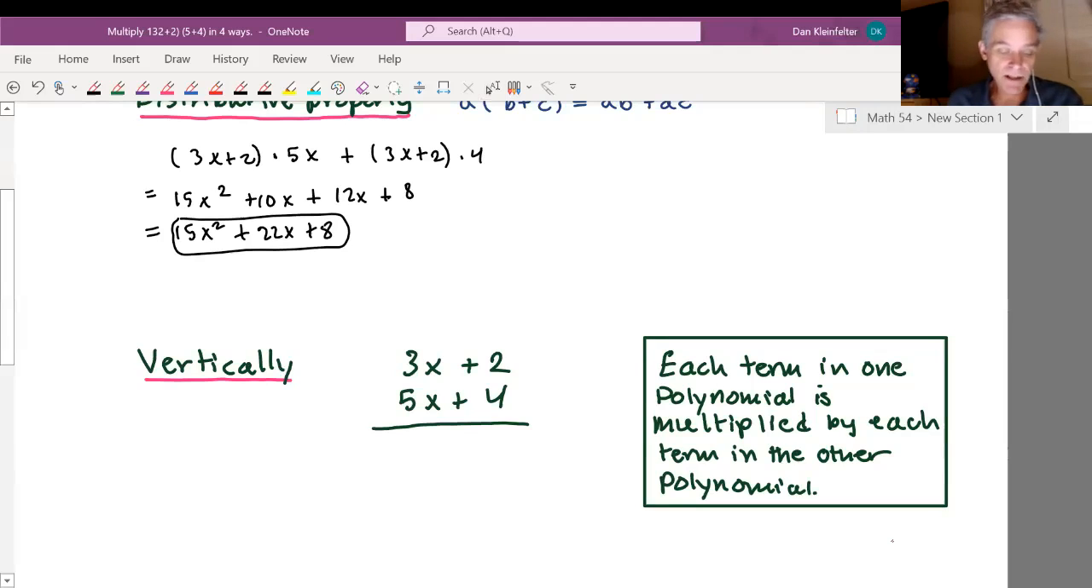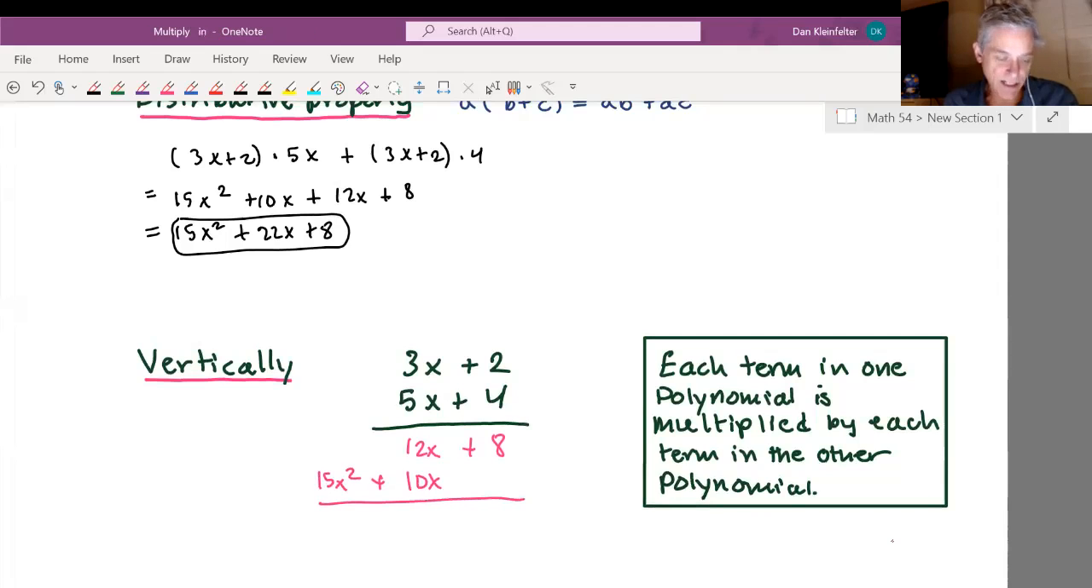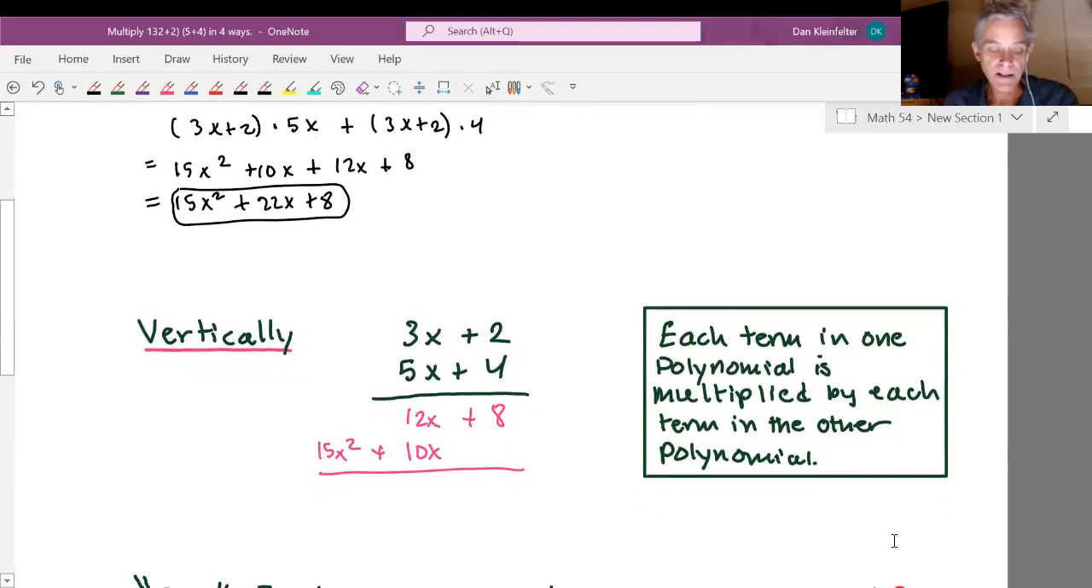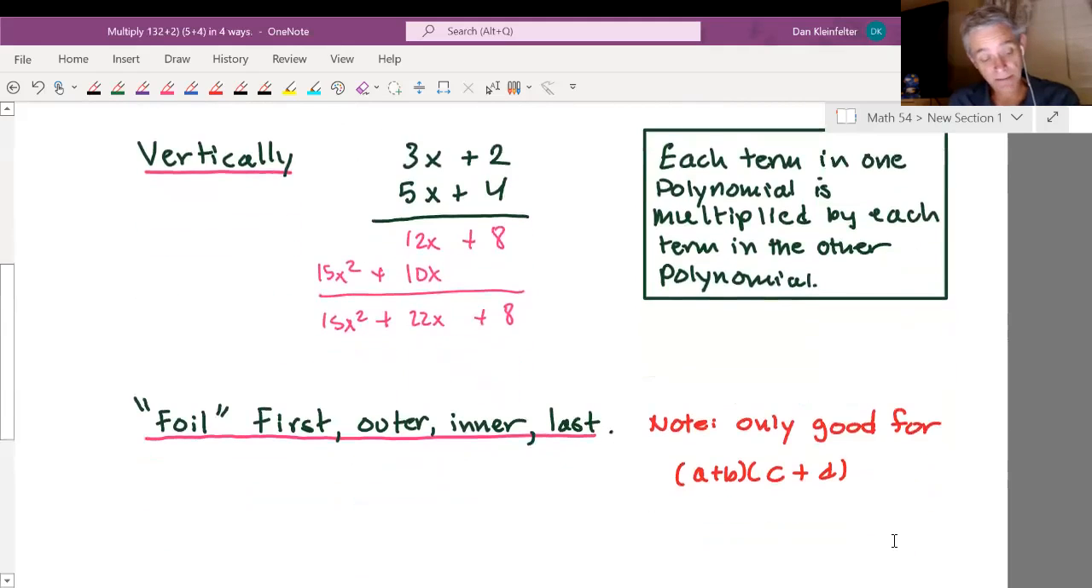All right, so now we're multiplying 4 by 2. That gives 8. 4 times 3x gives 12x. And now 5x's turn. 5x times 2 gives 10x. And 5x times 3x gives 15x squared. And then just as we're doing with numbers in school, you add vertically. So we'll have 8. We'll have 22x's. There's no carries, though, when you do this, like grade school arithmetic. All right, so 15x squared, 22x, and then 8.